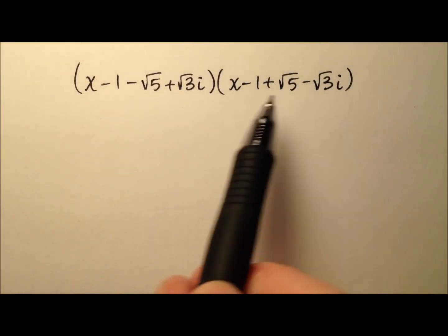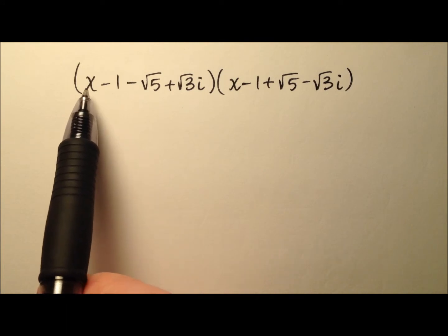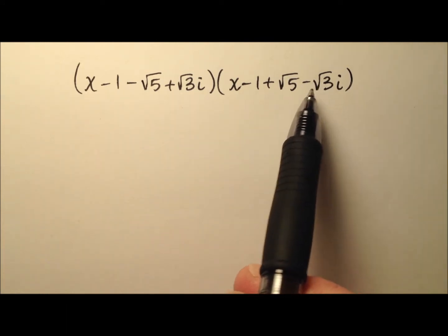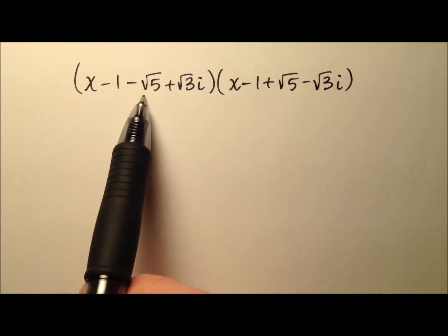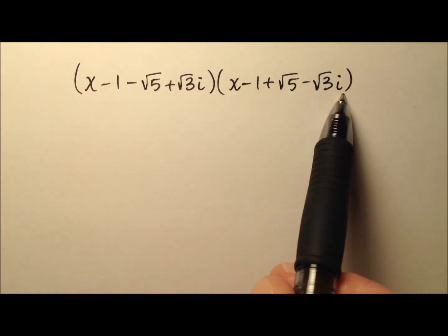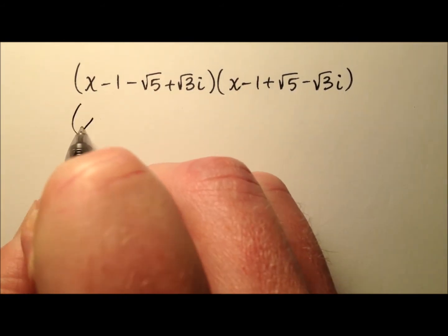In this example, I'm going to multiply these two expressions, but before I multiply outright, I notice they have some commonalities here. So x minus 1 and x minus 1. And then it looks like the second set of two terms are the same, they just have opposite signs. So I'm going to do a little something here first.